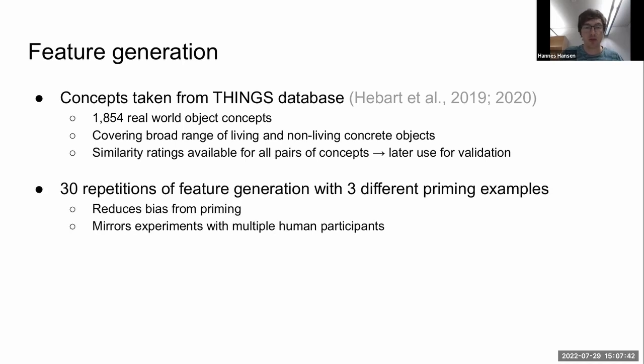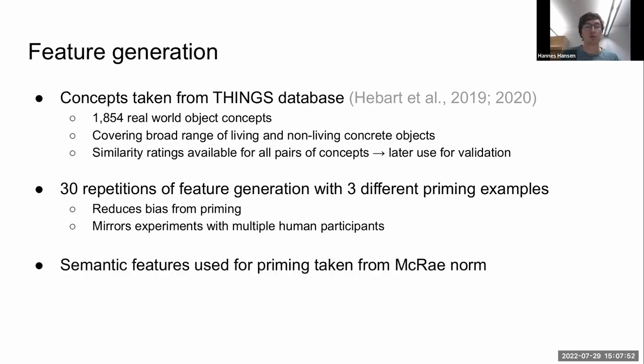We repeated the feature generation process 30 times to reduce the bias coming from the priming examples and to mirror experiments with multiple human participants. Each repetition used 3 different priming examples from the McRae feature norm.